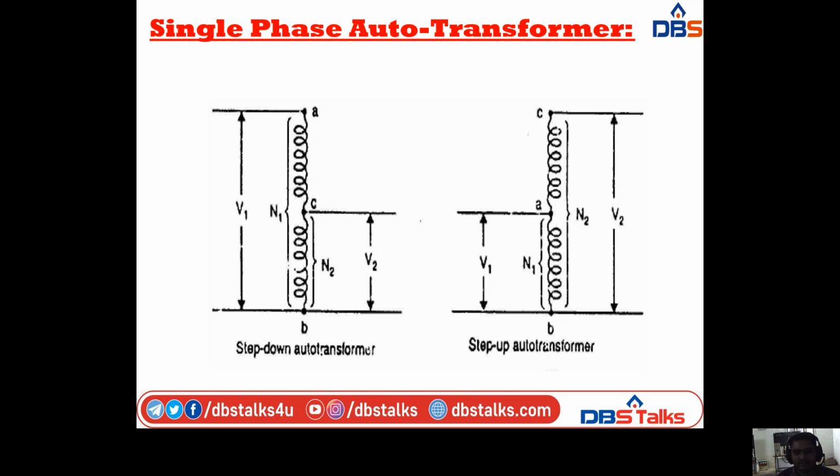In the step up transformer, the same conditions apply, but in the reverse order. Here N2 are the secondary winding turns and N1 are the primary winding turns, with A, B, C as the points, and V1, V2 as the voltages. So these are the diagrammatic representations of step down and step up auto transformers. Here we use only a single winding, but that winding is divided differently for step up and step down auto transformers.